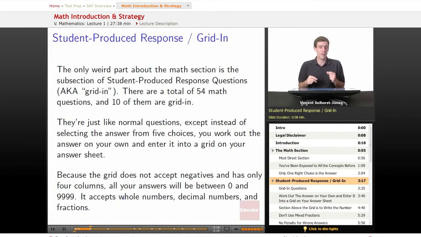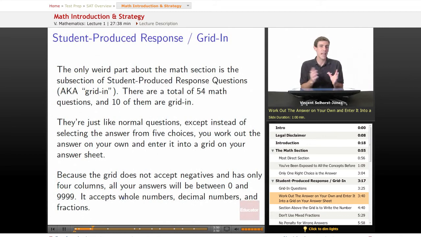The only weird thing that you might see is the subsection called the student-produced response questions, also known as grid-in questions. So there's a total of 54 math questions, and 10 of those 54 are going to be grid-in questions. They're just like normal questions as far as the problem. The problem is going to be basically what you've seen on all the rest of them. The only difference is that you won't have choices, and you're going to have to grid in your answer.